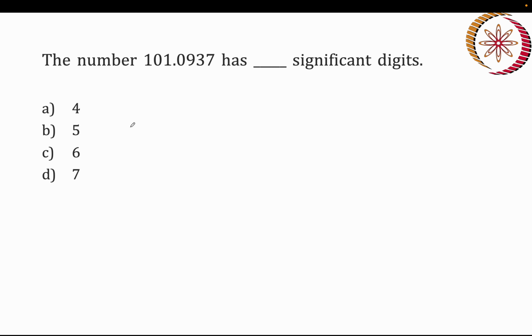Okay, so the next question is about the number given here, and how many significant digits it has. So here the thing is that we should count these zeros also. So 1 2 3 4 5 6 7, so there are a total of 7 significant digits. So this is correct. Okay, so this one was also a simple question.